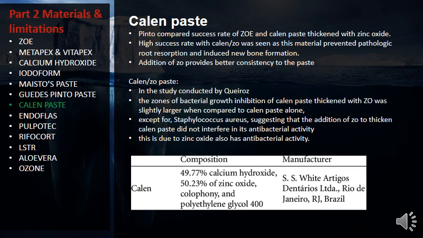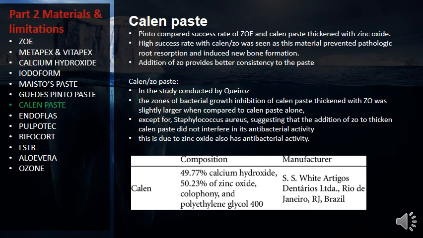Kellen paste. Pinto compared the success rate of Zedoi and Kellen paste thickened with zinc oxide. High success rate, but Kellen Zedoi was seen as this metal prevented pathological root resorption and induced new bone formation. Addition of Zedoi provides better consistency to the paste. Kellen Zedoi paste. In the study conducted by Quiros, the zone of bacterial growth inhibition of Kellen paste thickened with Zedoi was slightly larger when compared to Kellen paste alone, except for Staphylococcus aureus, suggesting that addition of Zedoi to the thickened Kellen paste did not interfere with the antibacterial activity. This is due to Zedoi also having antibacterial activity.